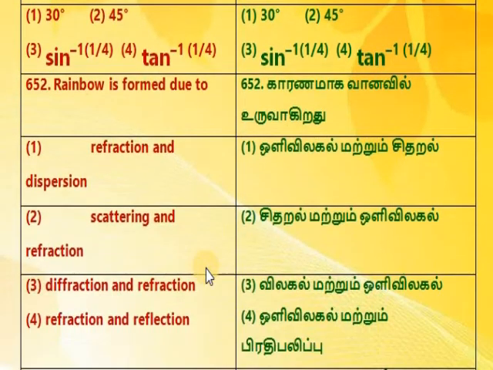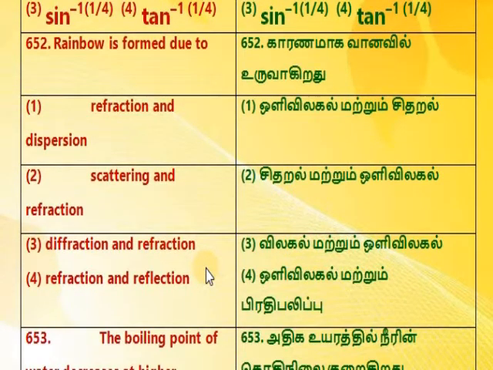652. Rainbow is formed due to: 1. Refraction and dispersion, 2. Scattering and refraction, 3. Diffraction and refraction, 4. Refraction and reflection.